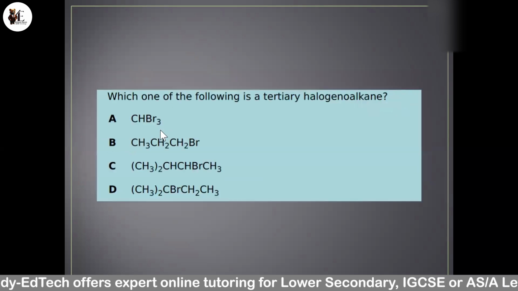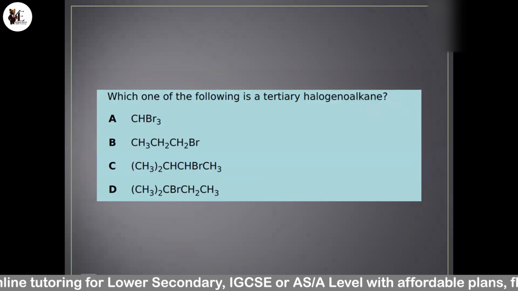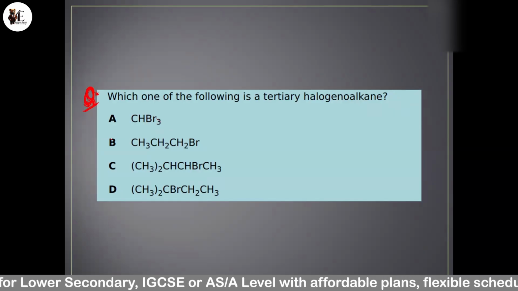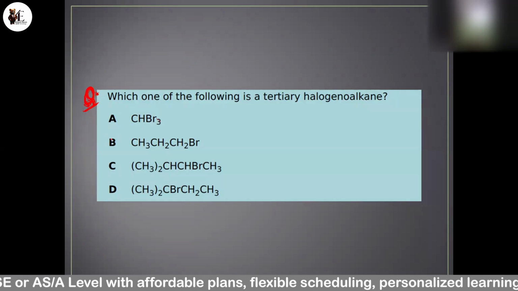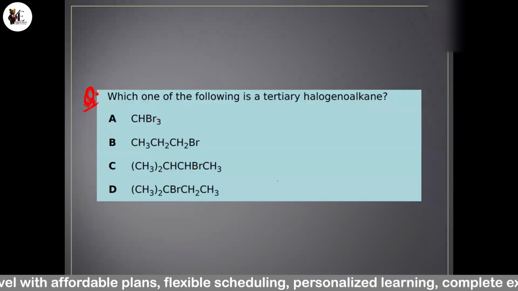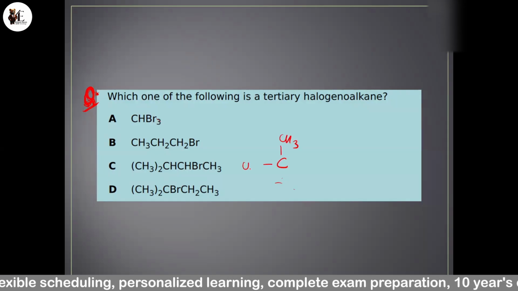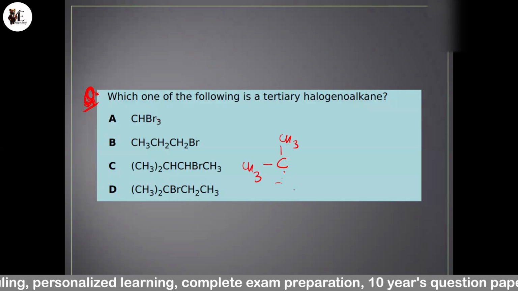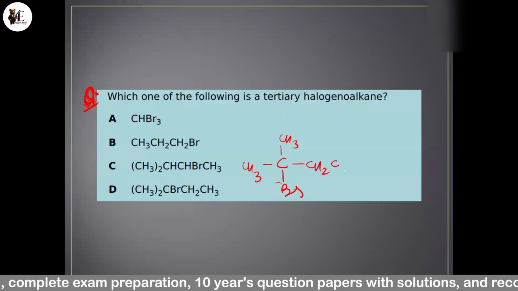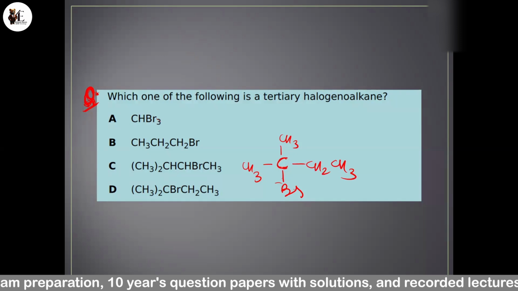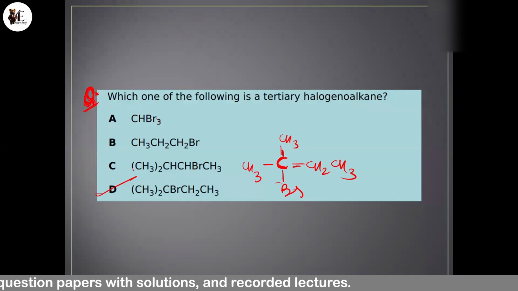So next question is, which one of the following is a tertiary halogenoalkane? D. Let us check. It is C, CH3, CH3, Br, CH2, CH3. Yes, D is the correct one because this carbon is attached to three other alkyl groups, so it is a tertiary halogenoalkane.